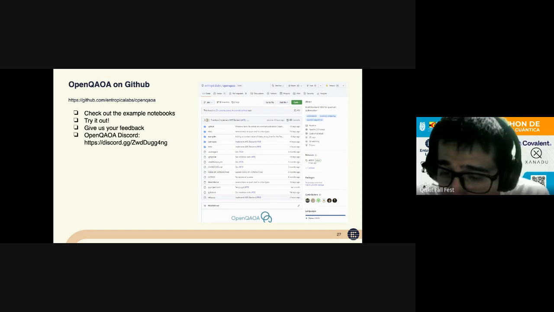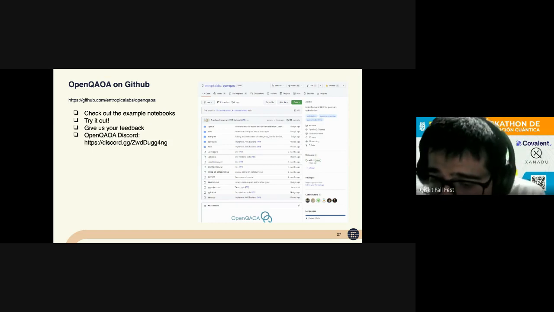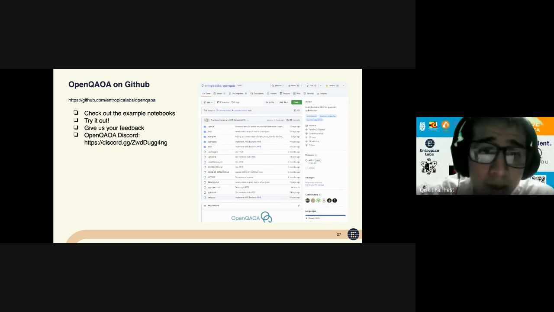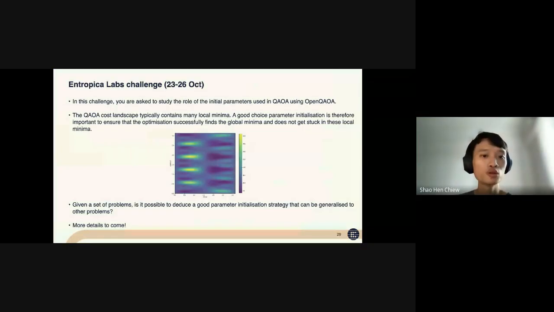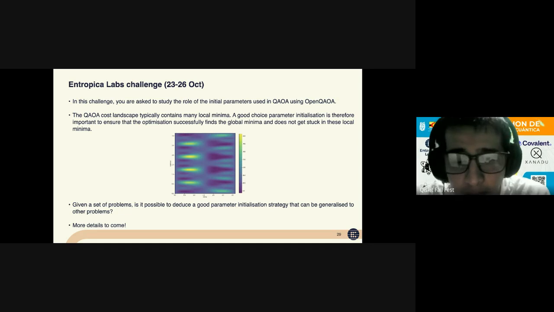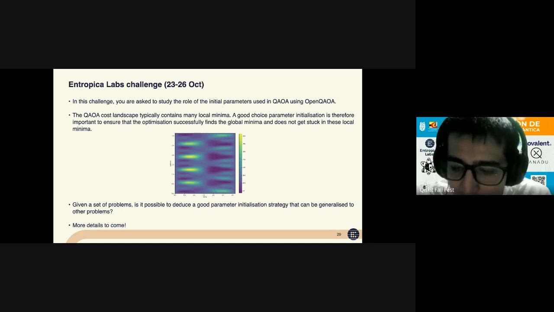We have one question by Miguel about the challenge: can all the sets of problems be written in a QUBO form? Yes, we will provide you with the QUBO formulation of the combinatorial optimization problems. Okay, so they can understand OpenQAOA and try to participate in this challenge.